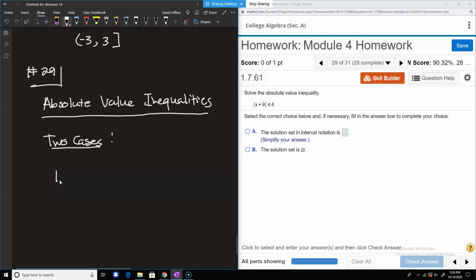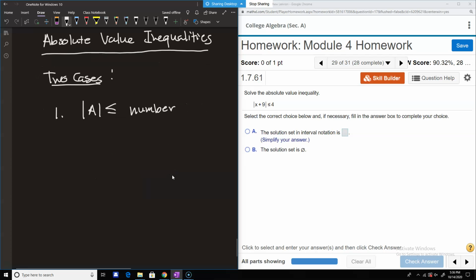So case 1, we'll say here you have the absolute value of some algebraic expression less than or equal to 4. So in general, it's not less than or equal to 4. It's actually less than or equal to some positive number a. And what this breaks down to is negative a less than or equal to the expression less than or equal to a. And if it were less than, you would remove the bottom equal symbol.